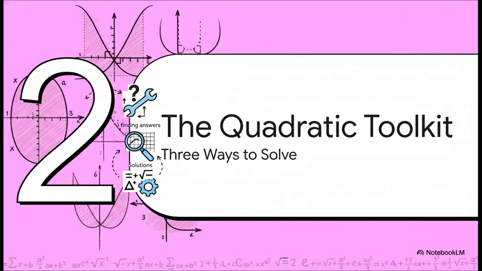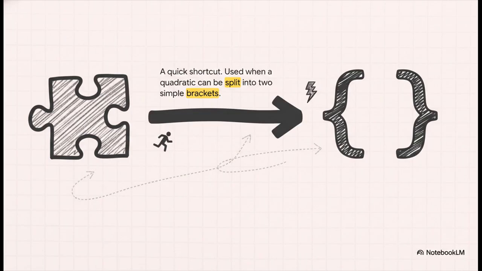Okay, so we've got the code. That's great. But now what? How do we actually use it to find answers, or what mathematicians call solutions? Well, for that, we have a toolkit with 3 really powerful methods. Let's take a look at each one. Our first tool is called factorisation, and I like to think of this one as the clever, elegant shortcut. When an equation is set up just right, this is often the fastest and cleanest way to find the answer.